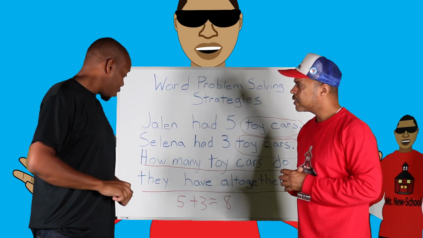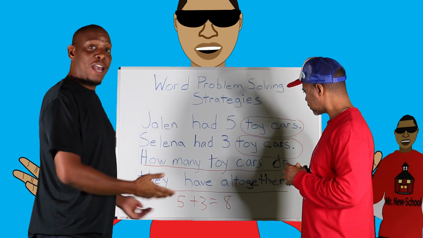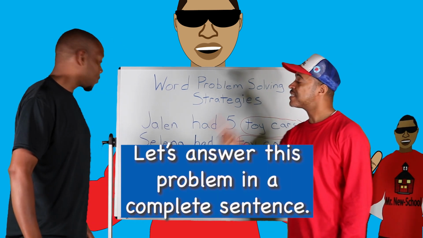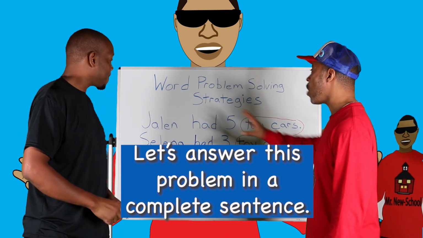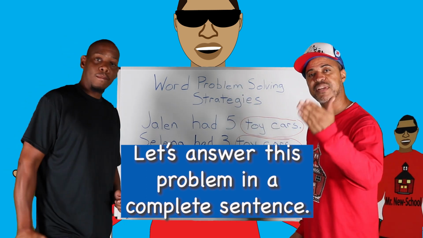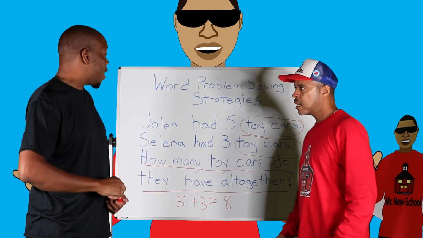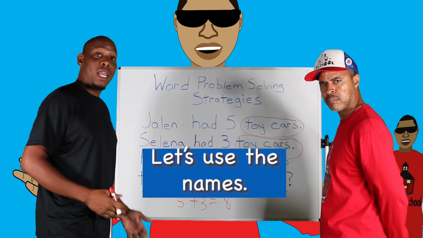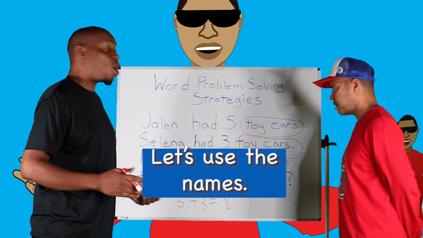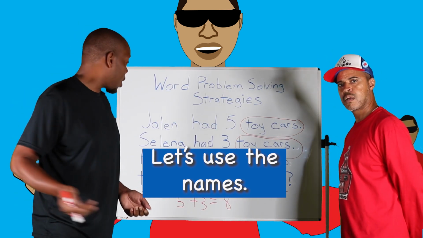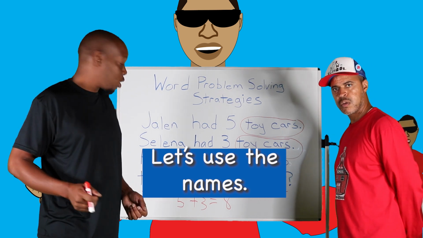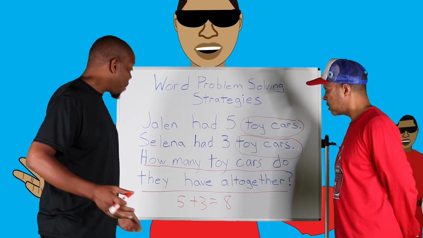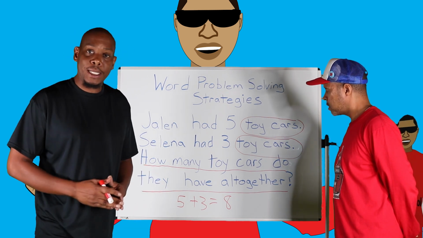What do you think? The one thing we haven't done yet is answer this in a complete sentence. We must answer our word problems in a complete sentence. When we get ready to solve this problem, it's always good practice to use the person's name in the complete sentence. We know that Jalen had 5 toy cars. Selena had 3 toy cars. We identified our operation and we have our equation. Now we want to put it all together into a complete sentence.